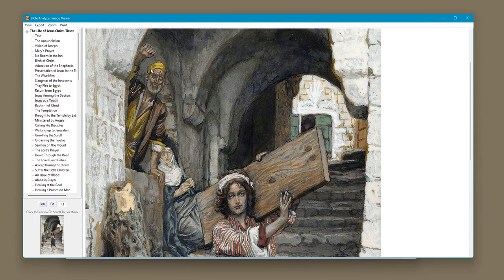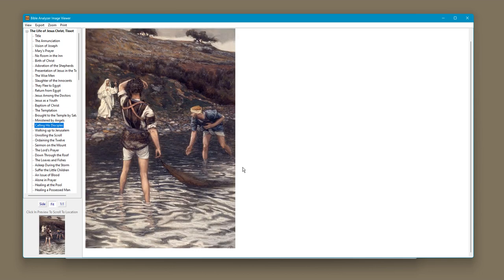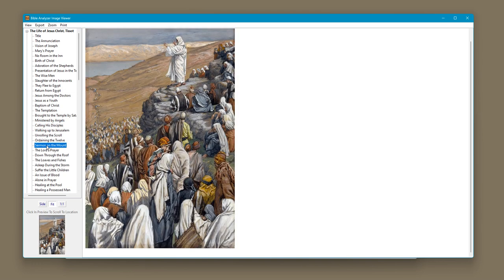All the attention to detail in the faces. Let's take a look at another one. Here he is. He's calling his disciples, James and Andrew. Of course, they're out in the sea. Here he's on the Sermon on the Mount. It has lots of images that deal with his life, but probably half of the images deal with the week, what they call the Passion Week, up to his death.